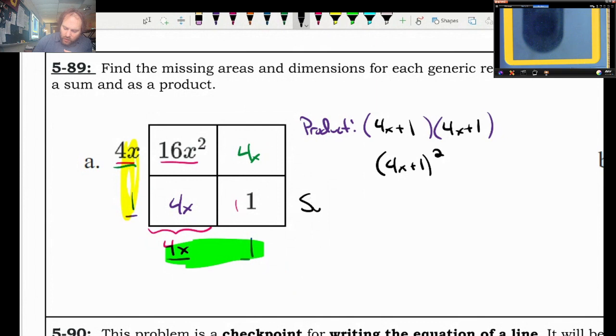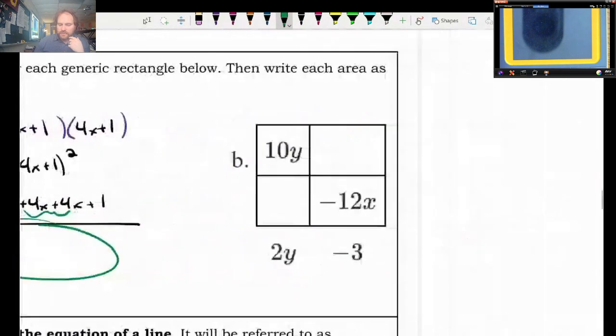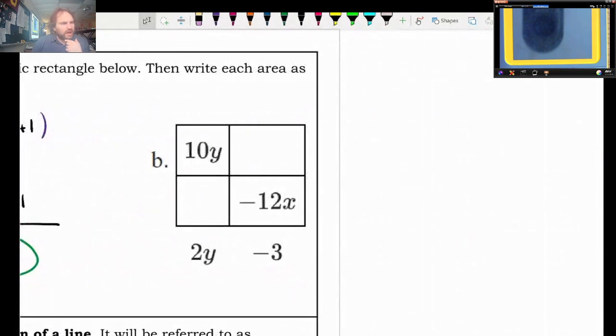Now the sum, you are going to just add together all of the things that you have here. You've got a 16x squared, you've got two 4x's, and you got a 1. You can combine these two together, so please do that in your final answer, which you can do, I think, yourself. Over here on question B, again, kind of the same thing.